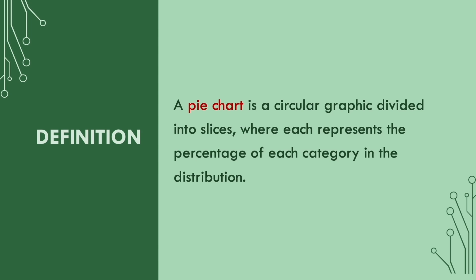Second, it can be manipulated to present false information. And number three, it is used for variables with at most 6 categories. Kasi kung more than 6 na, masyado nang crowded, masyado nang maliliit yung slices. Hindi na din natin makikita kung ano yung nire-represent ng pie chart natin.